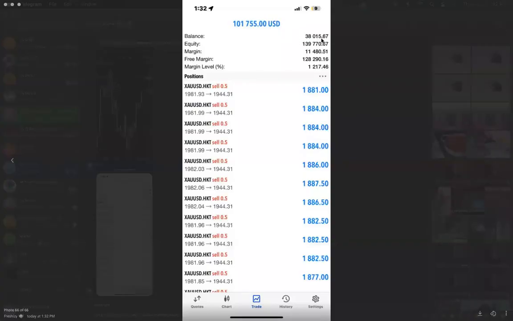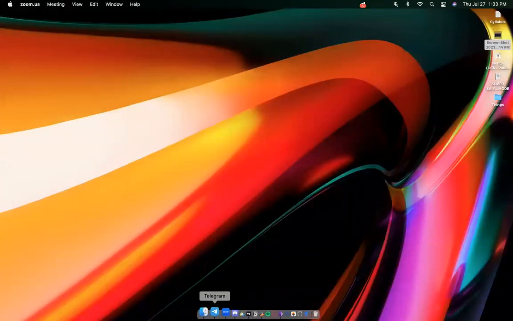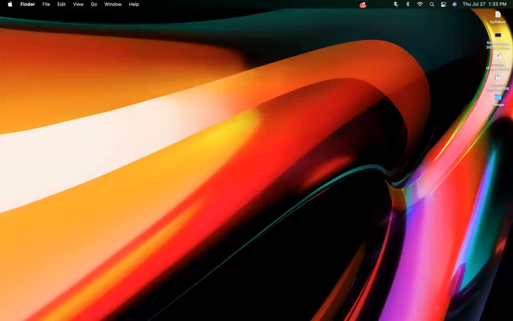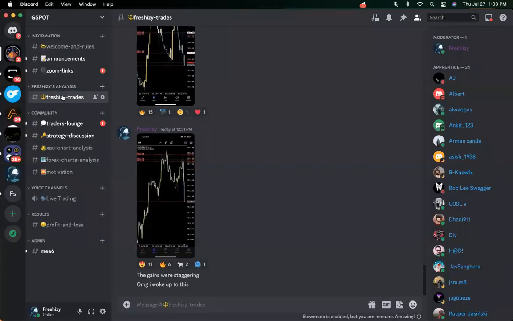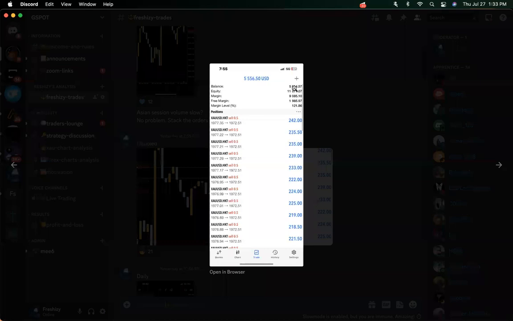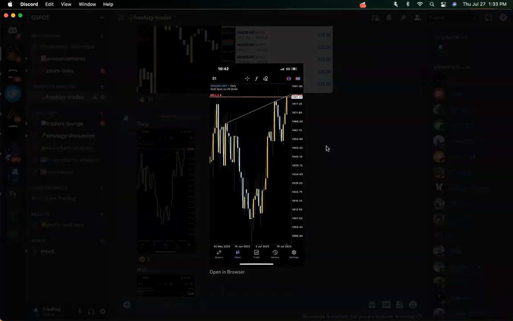Yesterday's balance was at 38. This morning's balance is at 139, right? Full margin type of trading. This is also the same account from Discord. This is also the same account that was at 5K yesterday, right? I had this trade and I'm running this trade here.